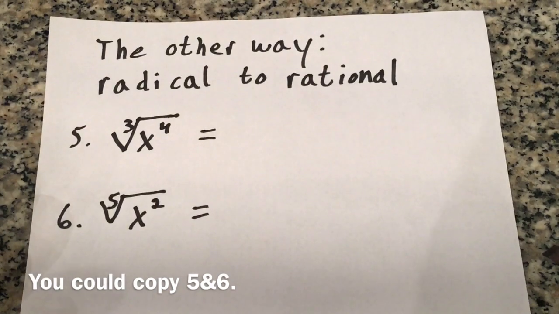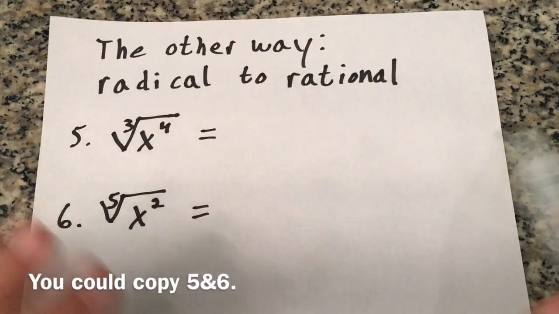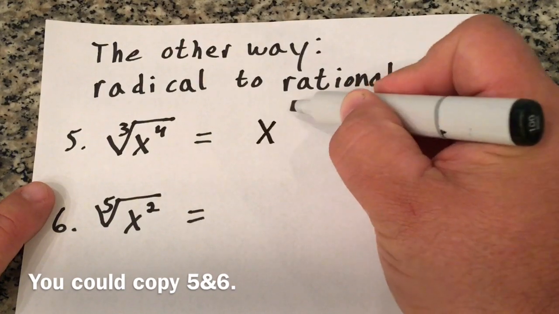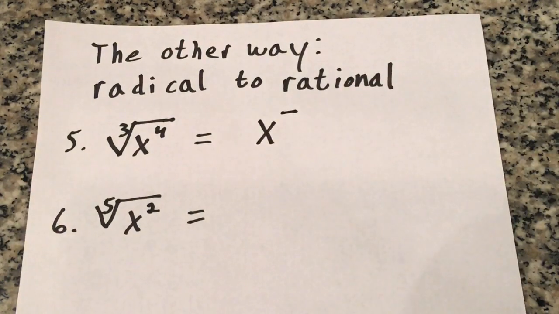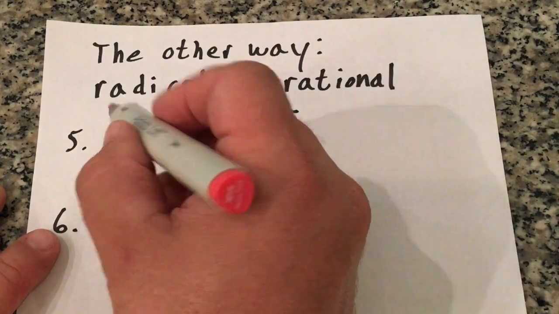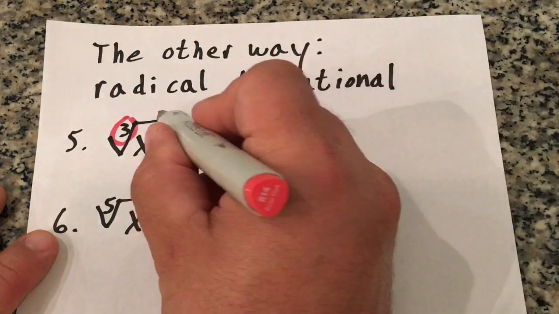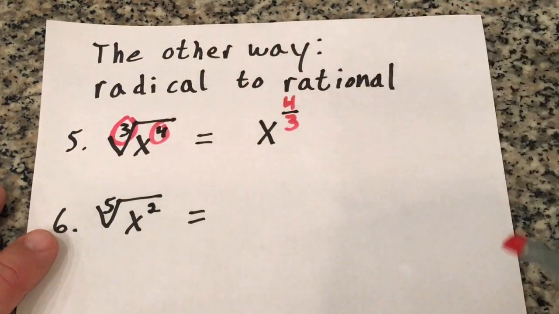So now we're going to go the other way. We're going to go from a radical to a rational exponent. So I'm just going to write the x down and then some fraction. Now I have to figure out what goes on the top of the fraction, what goes on the bottom of the fraction. What's in the bucket? Notice the 3 is in the bucket, so the index goes on the bottom. And then the 4 is going to be the top, or the numerator of the fraction.